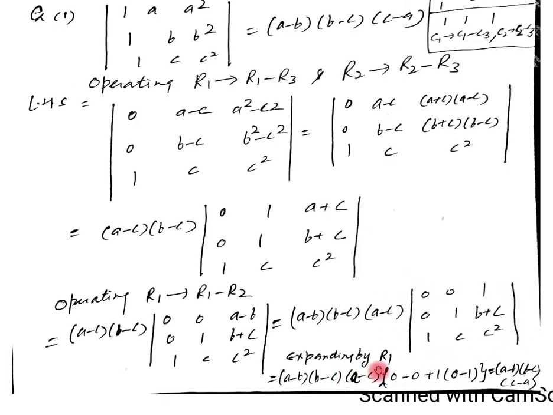Now we can expand it by R1: a minus b, b minus c, a minus c as it is. Expanding by R1, 0 into something, 0. Again minus 0 into something, 0. Plus 1 into 0 into c, 0 minus c. So it becomes minus 1. Now it is 0 minus 0 minus 1. Due to this minus 1, we can change the sign of the expression a minus c. It becomes c minus a. So our determinant is equal to a minus b, b minus c into c minus a, and it is our right hand side.